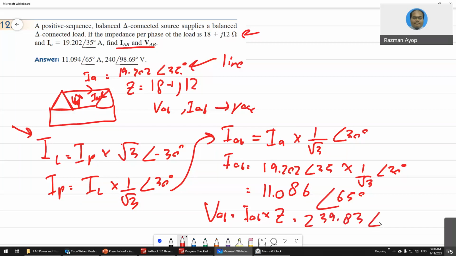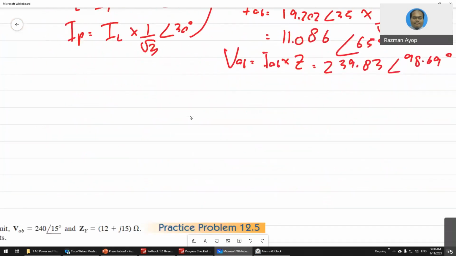239.83 angle, 98.69 degree. Okay, almost the same. Sometimes there is a bit of error. So this is how you solve this, just using the formula, because this is a balanced load. Okay, we move on to the next part.